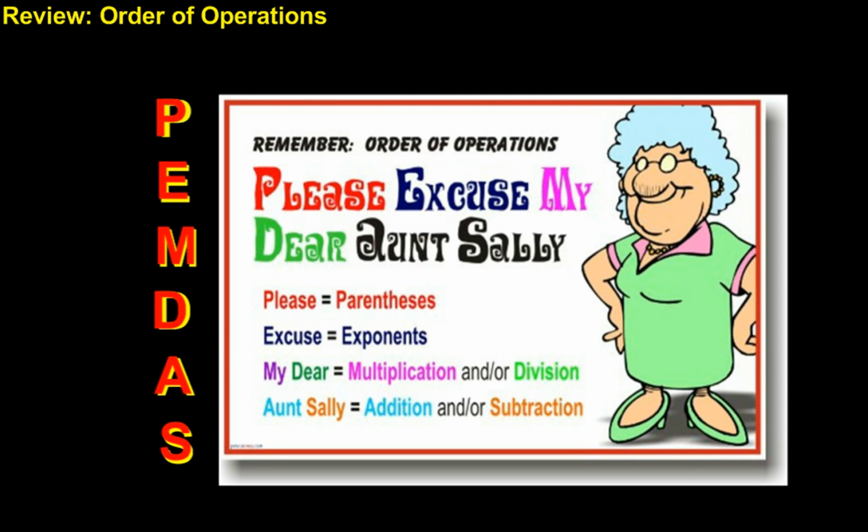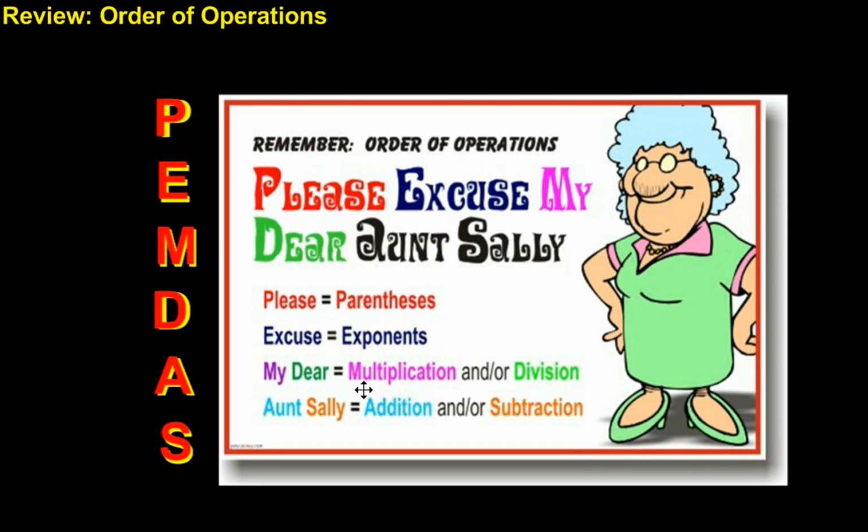So for order of operations, you may remember the mnemonic device PEMDAS, or Please Excuse My Dear Aunt Sally. This was created to help you to remember the steps for the order of operations. The P equals parentheses, which is the first thing you should look for. The E equals exponents, the second thing you should look for.